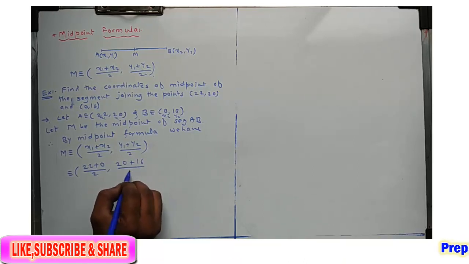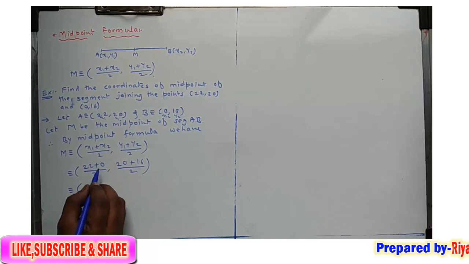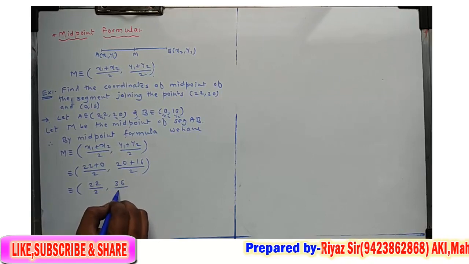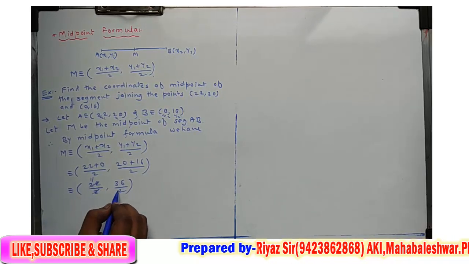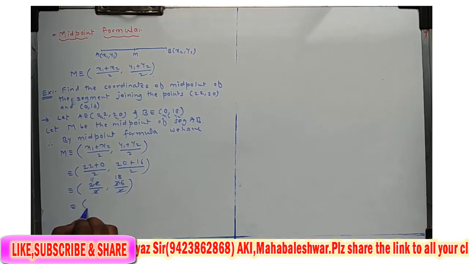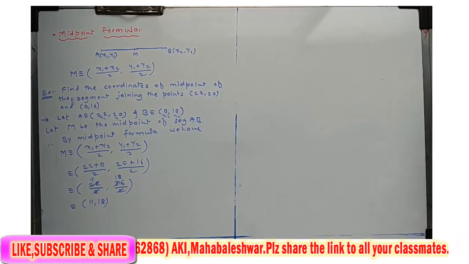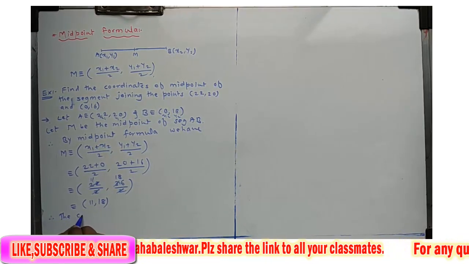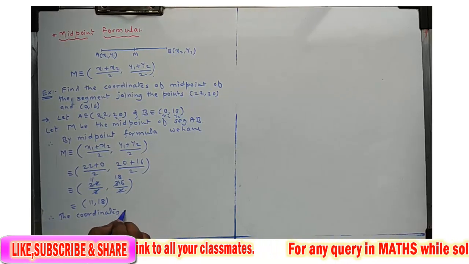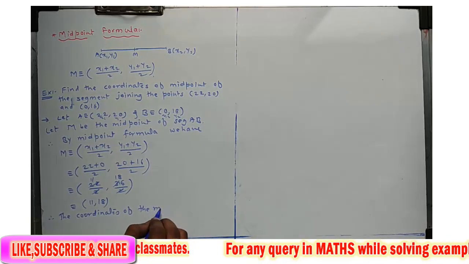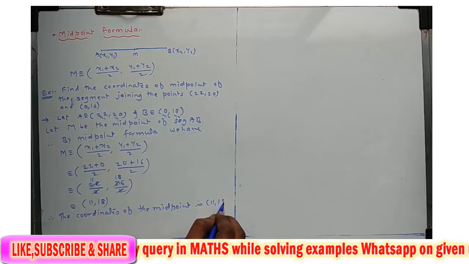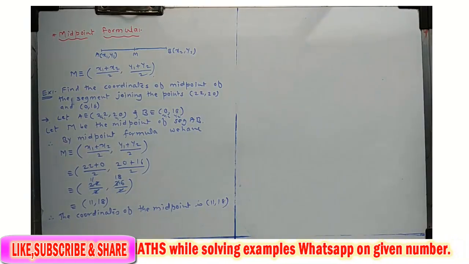16 upon 2. Okay, that is equal to 22 plus 0, that is 22 upon 2 comma this addition will be 36 upon 2. So 2 ones are 2, है ना, 1 left, 2 8s are 16, that is equal to 11 comma 18. Okay, and therefore the coordinates of the midpoint is 11 comma 18. So in this way we have to solve this example.